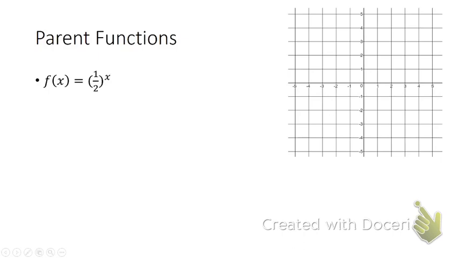Just as with growth functions, decay functions have many different parent functions. So the first one we're going to talk about is 1/2 raised to the power of x. So what I want you to do is pull up your graphing device, whether you're using your calculator or Desmos, or maybe the TI calculator that you downloaded to your laptop. Graph that and see if you can figure out what the two reference points are.